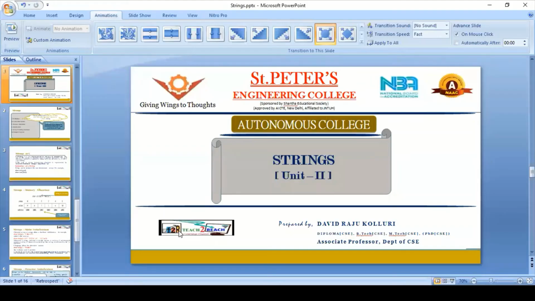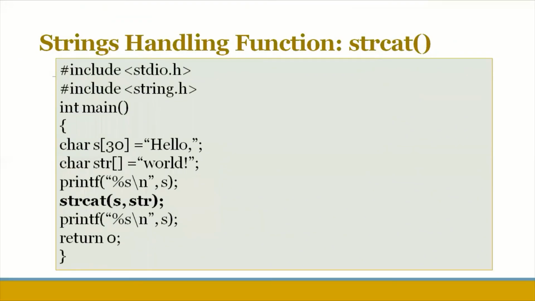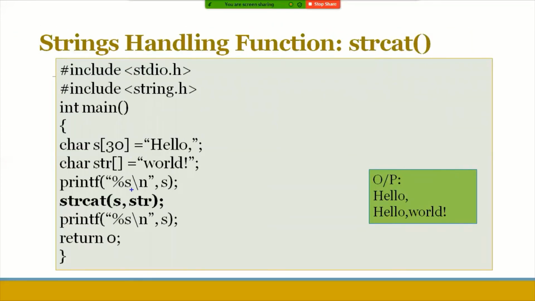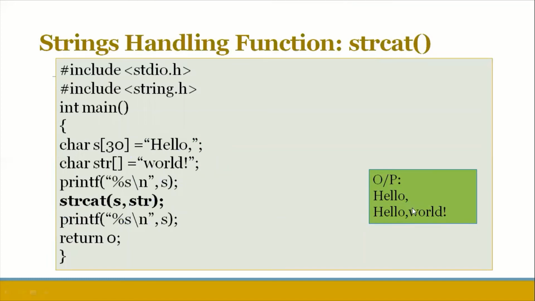If we execute this program, you can obtain output like this. First, with the help of the printf statement, we will get hello as output because s1 contains only hello. And after concatenating, that means after appending the second string at the end of the first string, this printf statement will be executed, so that we will get the output hello world. That is about string concatenation.